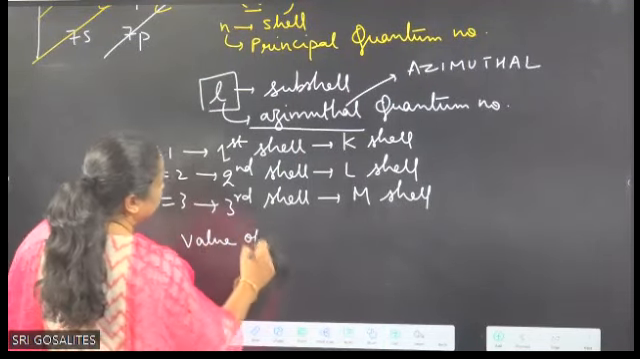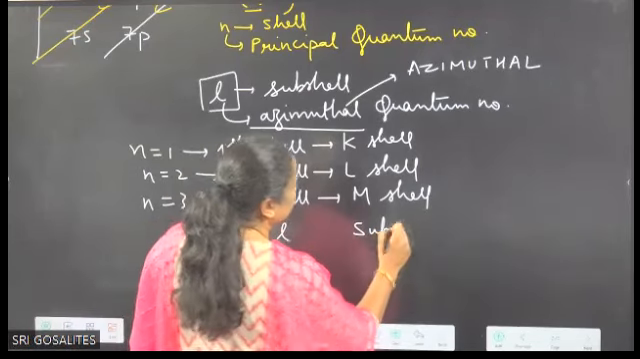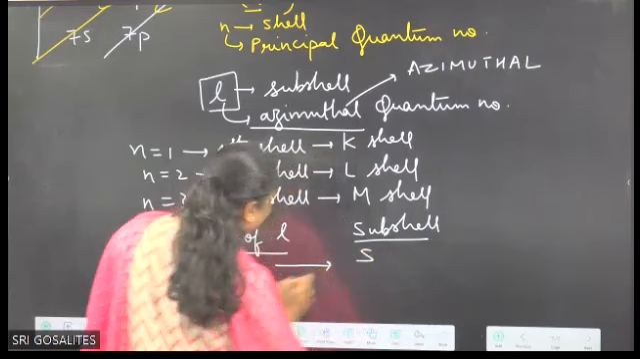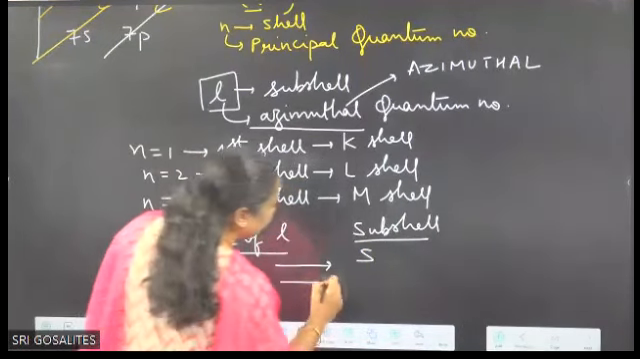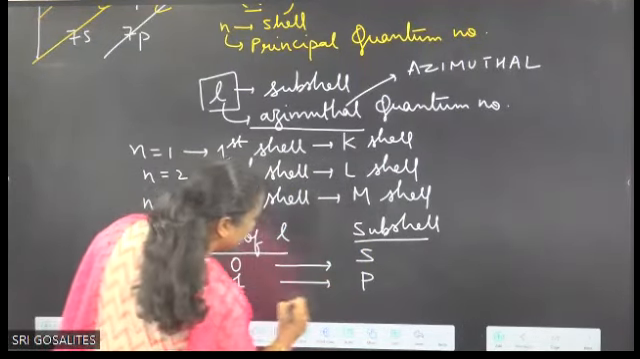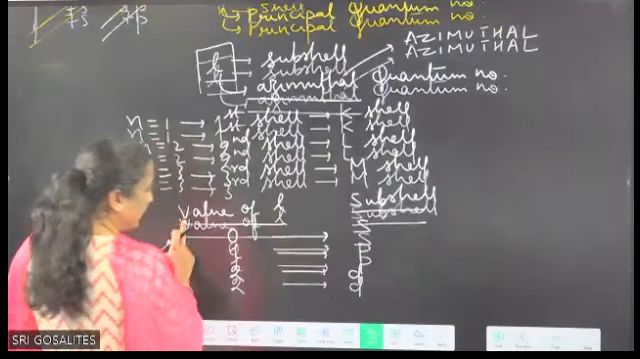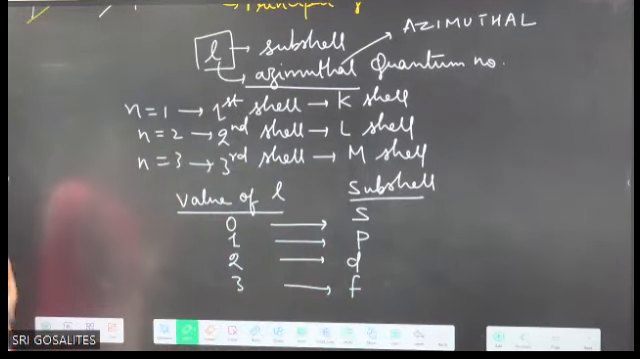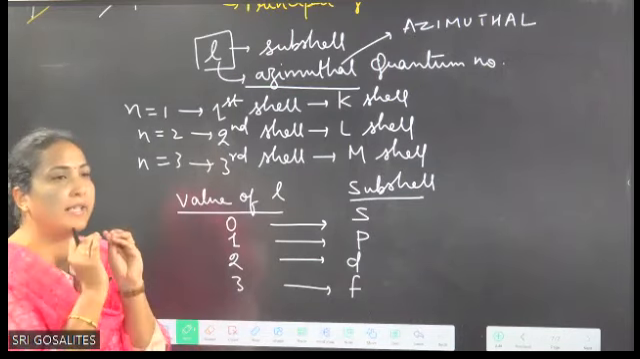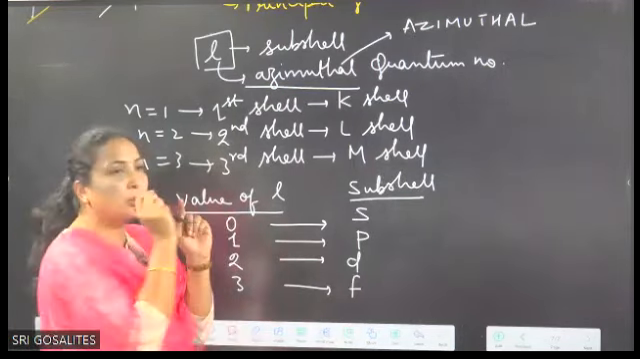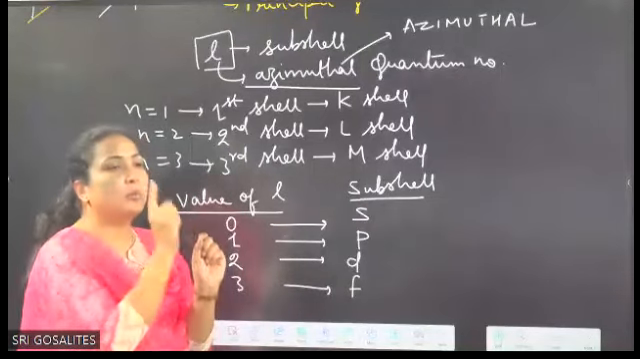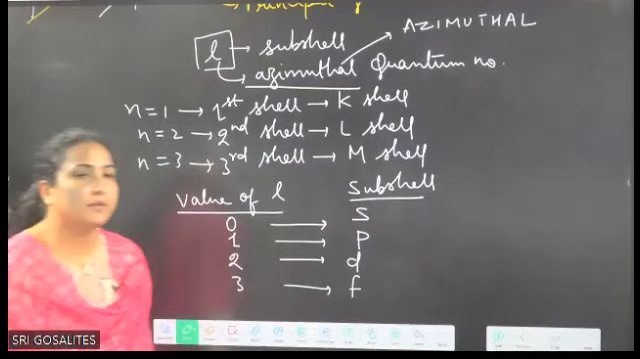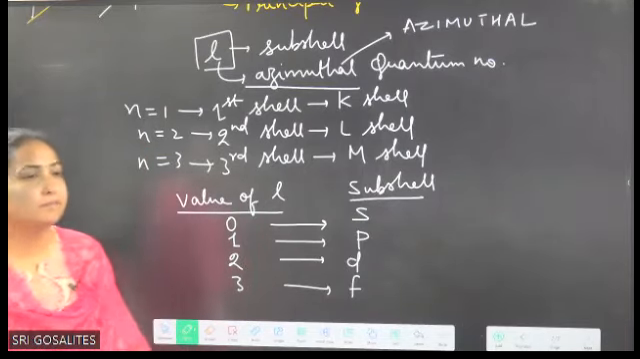Now, next, the value of L and the subshell. If the value of L is 0, it is the S subshell. If the value of L is 1, it is P. If the value of L is 2, it is D, and if the value of L is 3, it is F. So at present, you just take care of this N and L, right? L equal to 0 is for the S subshell, L equal to 1 for the P subshell, L equal to 2 for the D subshell, and L equal to 3 for the F subshell.